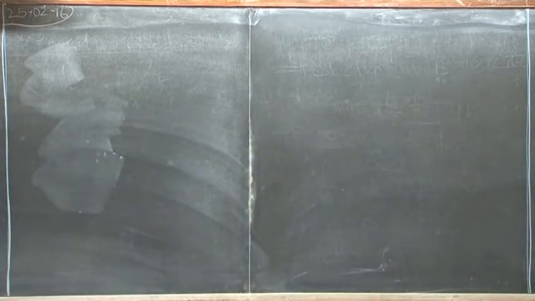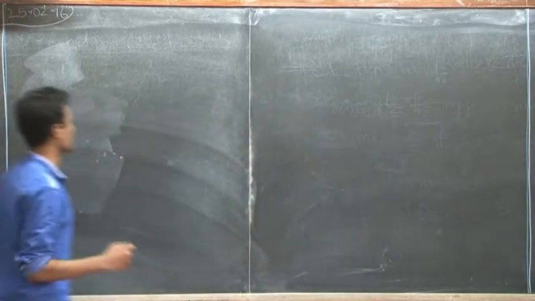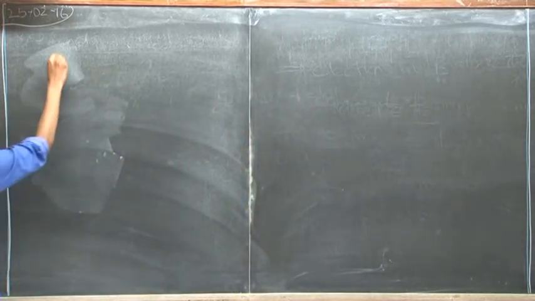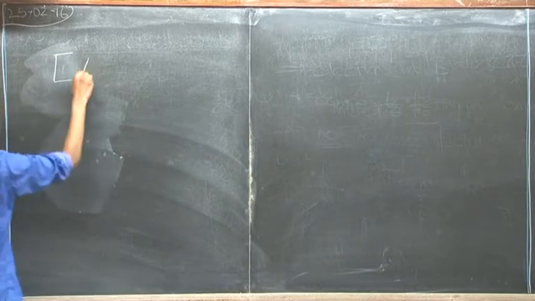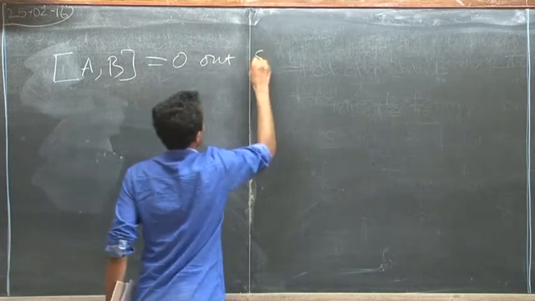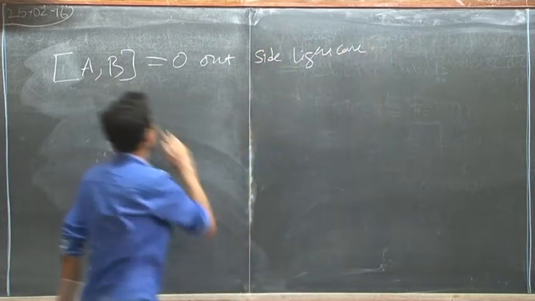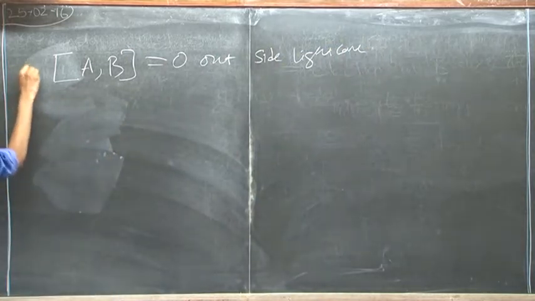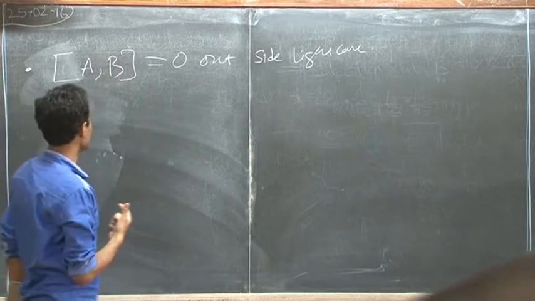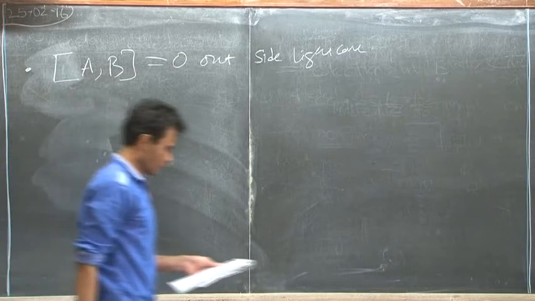So the basic point of the causality that we are going to take is that if I have two operators, say A and B, their commutator should be zero outside the light cone. So this would be our causality criterion. If A and B are outside the light cone, then the commutator should be just zero.